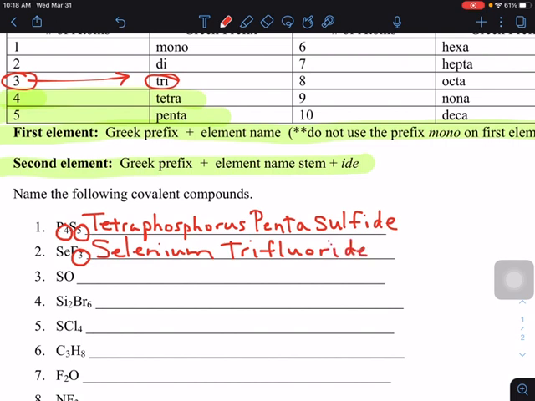Okay. And then we have sulfur and oxygen. Again, we only have one of them. So on the first one, we don't say monosulfur, we just say sulfur. It's not monosulfur, but it is monooxide. But we don't say monooxide because it just kind of sounds strange. We just drop off one of the O's and it becomes monoxide. Sulfur monoxide, not monooxide. Okay, so that's good for that.